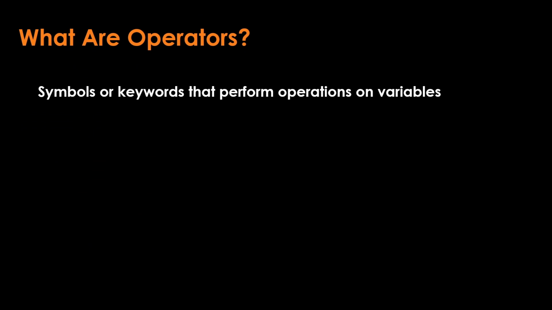Basically, symbols and keywords that perform operations on variables are called operators. For example, plus is for addition, minus is for subtraction. There are different types of operators to perform different operations. Let's see what all those are in Java.